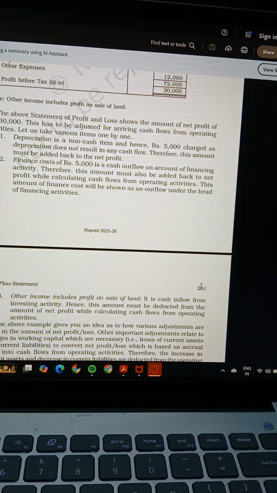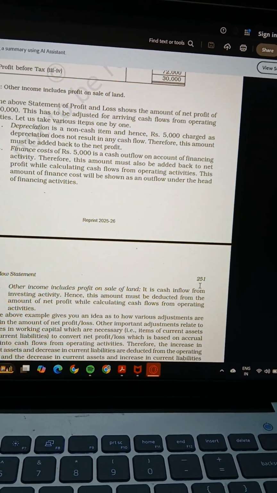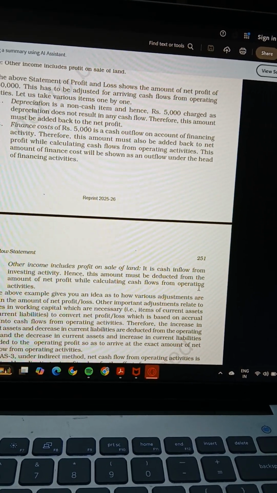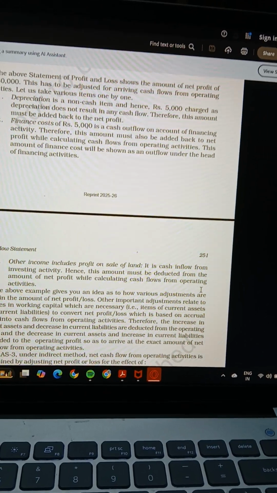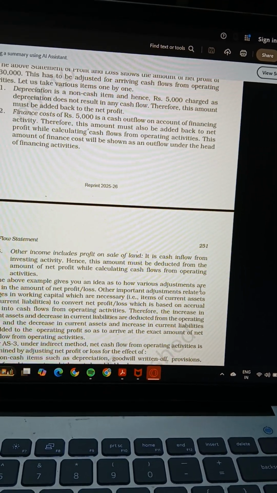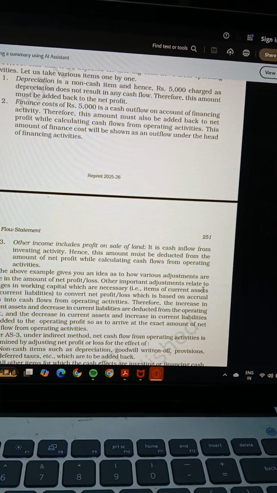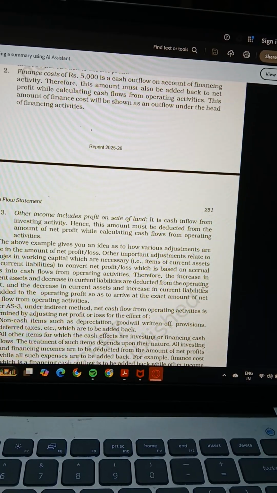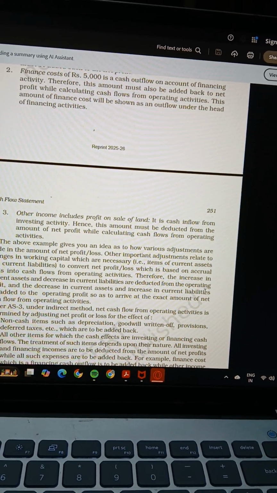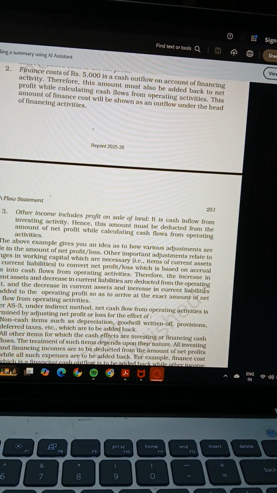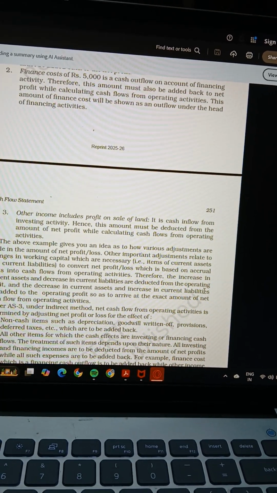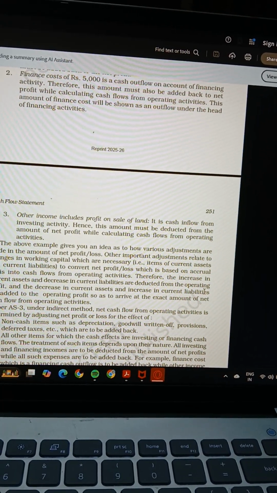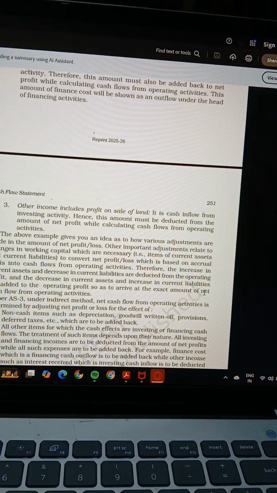Other incomes include profit on sale of land. It is a cash inflow from investing activity. So this amount must be reduced from the amount of net profit while calculating the cash flows from operating activities. Thus, the above example gives you an idea of various adjustments to be made on the amount of net profit or loss. There are other adjustments also relating to the changes in working capital which are necessary.